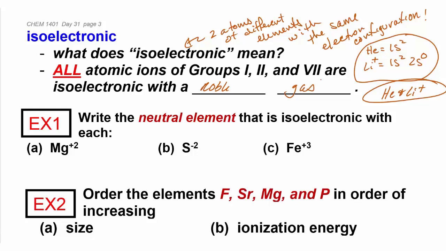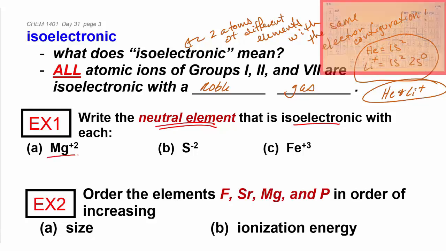Noble gases have extremely stable electron configurations. So when you make ions, remember, ions, you're either gaining electrons and making an anion, or losing electrons making a cation. They're all isoelectronic with a noble gas. Let's try playing this isoelectronic game. Write the neutral element, so I mean that is no charge, that is isoelectronic with each.